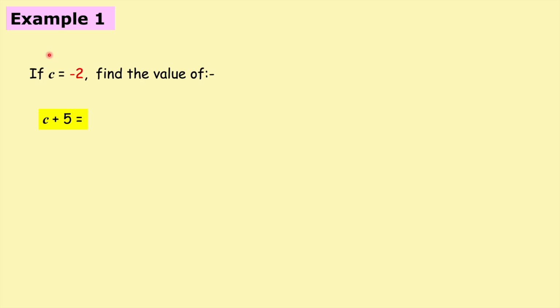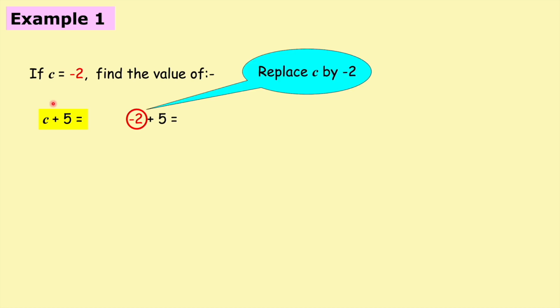So we are applying our skills from the previous lesson where we're substituting in place of c, we're going to swap it out for -2, and we're also going to need to apply our integer skills for these questions. So we have replaced c by -2, and now we need to calculate -2 add 5. So -2 add 5 is 3.